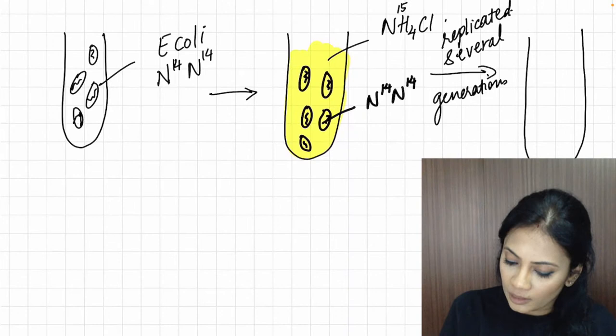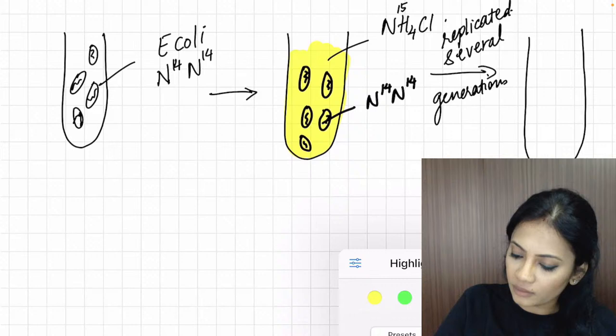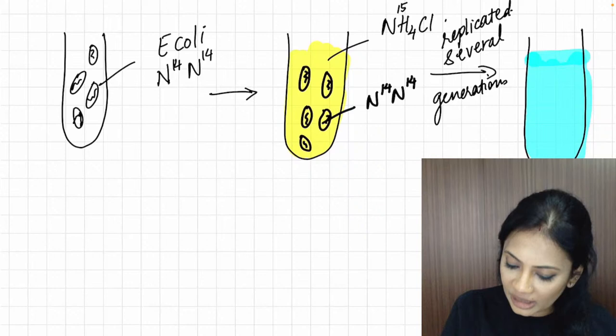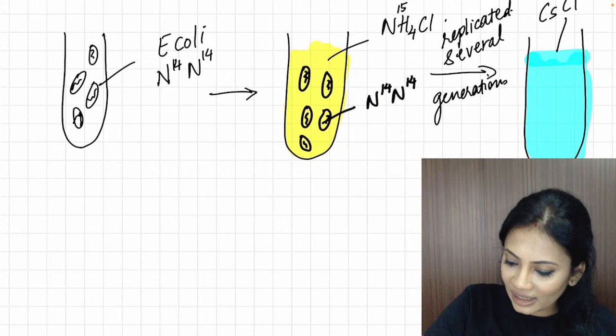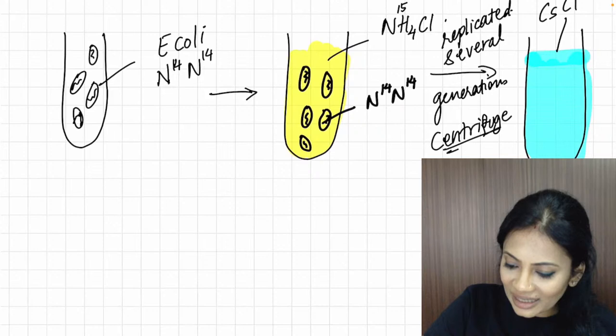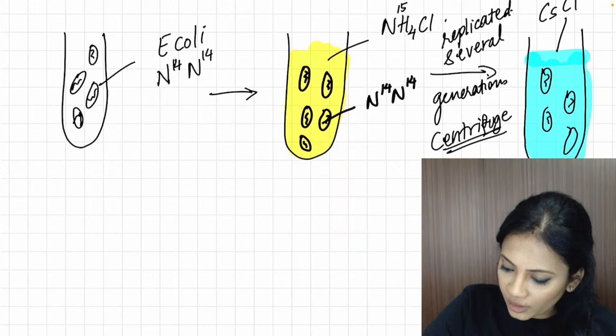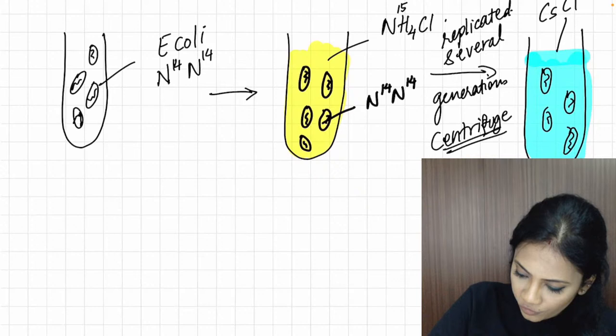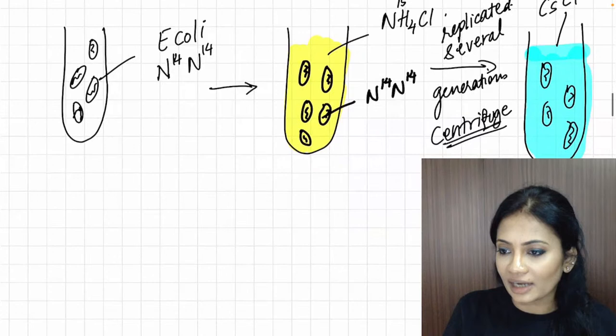What was found? They put it in which solution? Cesium chloride solution to centrifuge it. What is this solution? Cesium chloride. And they will centrifuge now. What did they find on centrifugation? They found that there was all N15. Fine? All were N15.